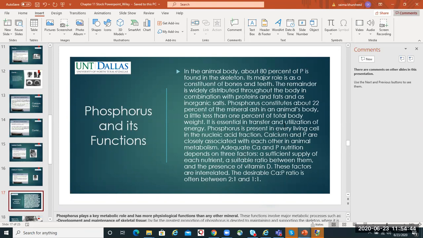The calcium and phosphorus we talked about are closely associated with each other in animal metabolism. Adequate calcium and phosphorus nutrition depends on three factors. One is a sufficient supply of each nutrient, a suitable ratio between calcium and phosphorus, and the other is the presence of vitamin D. These factors are actually interrelated. The desirable calcium to phosphorus ratio is often between 2:1 and 1:1.